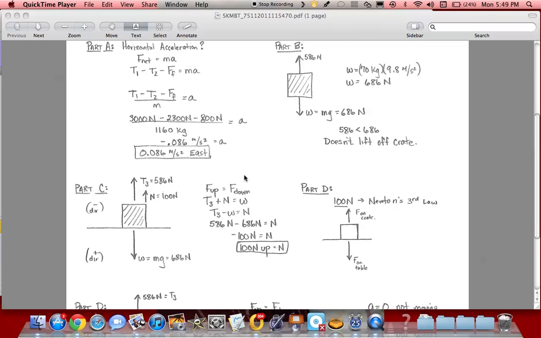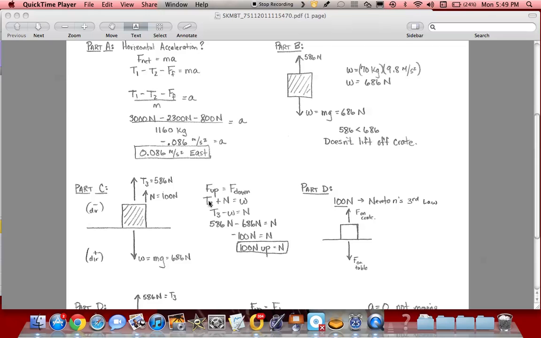So you have to think about, what is acting up? What's acting up is the tension in the cord that's attached to the ceiling and the fact that the crate underneath it is pushing up. We're trying to find out how much the crate is pushing underneath it. Those two have to be equal to what's down, and the only thing pushing down on it is the weight of it. So the weight of that box is still pushing down, and it's balanced by the tension in the string and the normal force.